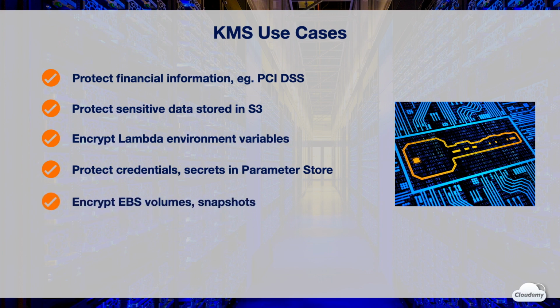You can create encrypted EBS volumes for your EC2 instances. Data stored in EBS volumes including snapshots are encrypted by KMS. You can enable the encryption at rest for Amazon RDS and DynamoDB. All database data including snapshots, automated backups, and read replicas are encrypted using KMS.